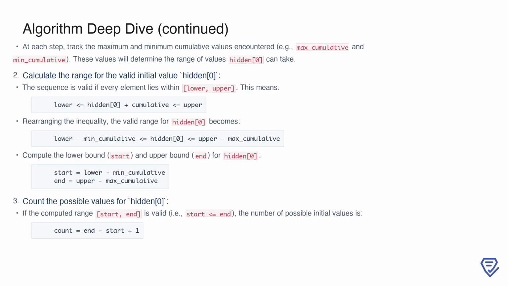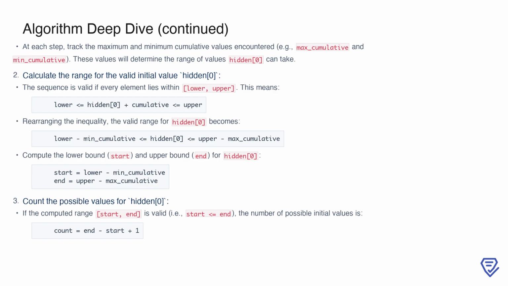First, we iterate through the differences array to calculate the cumulative changes in the sequence. By initializing a variable cumulative to 0 and updating it iteratively as we traverse the array, we can track how the sequence evolves relative to the initial value, hidden[0]. Along the way, we also keep track of the maximum and minimum cumulative values encountered, referred to as max_cumulative and min_cumulative. These values are critical because they determine the range of valid values that hidden[0] can take.